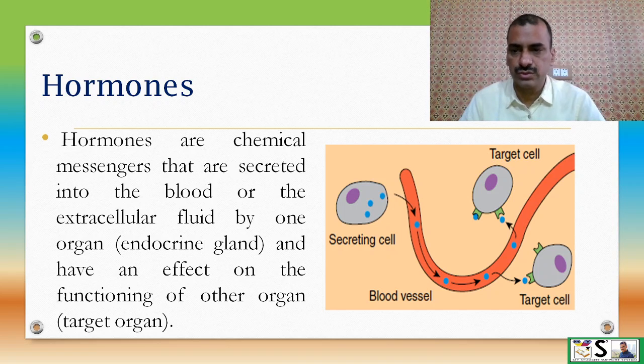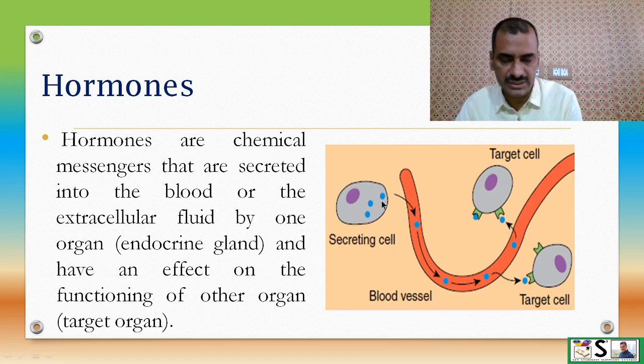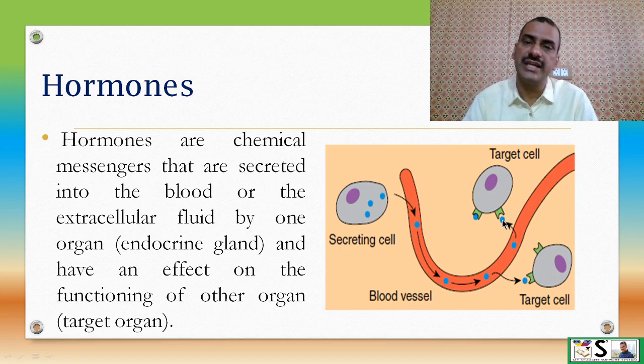What are hormones? Hormones are chemical messengers that are secreted into the blood or the extracellular fluid. For example, this is a secretory cell of an endocrine gland. Hormones are secreted here and taken up in the capillaries, and in the blood they reach the target cell or the target organ, and then they do their activities and have an effect on the functioning of other organs or cells.